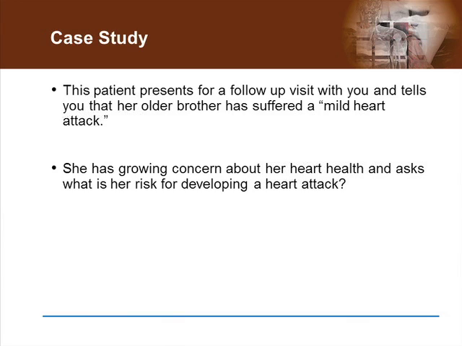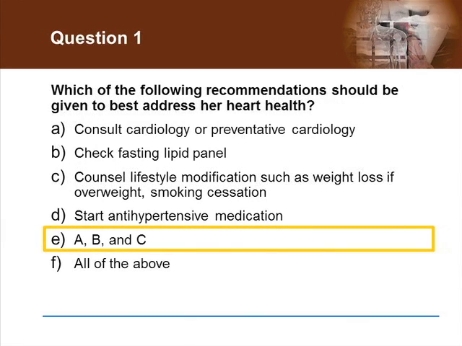So she presents for a follow-up visit with you, and she tells you that her older brother had just recently suffered a mild heart attack. She has growing concerns about her heart health and asks what her risk is for developing a heart attack, since she's had many years of rheumatoid arthritis. Question 1. Which of the following recommendations should be given to best address her heart health?